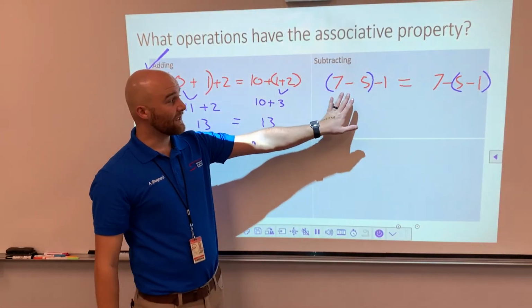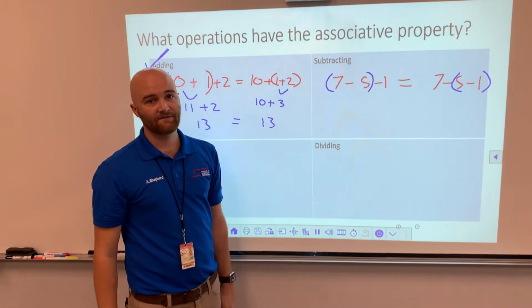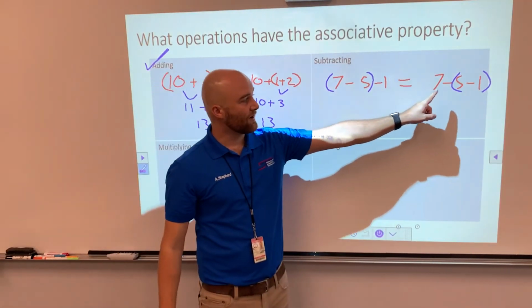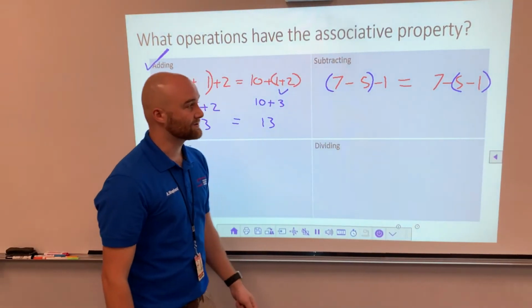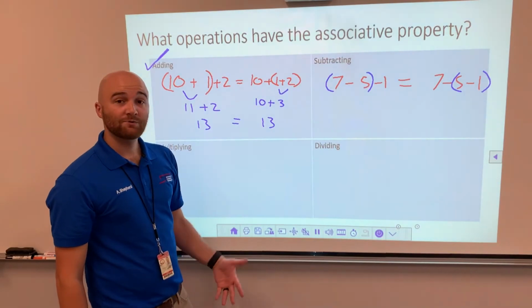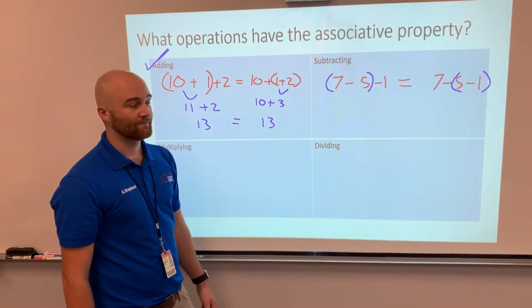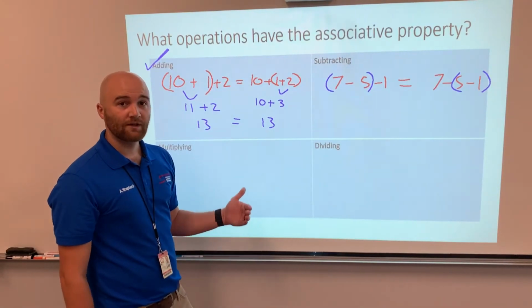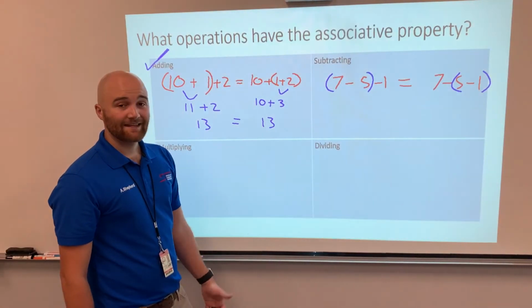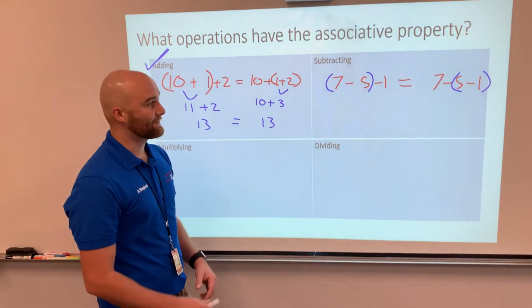On my group on the left, we have 7 and 5 hanging out together. On the group on the right, I've got the 5 and the 1 hanging out together. What we're going to do is test out and see if I'm going to get the same answer. Remember, we said that groups are like friends, so they like to stick together. They like to be the first ones that happen.